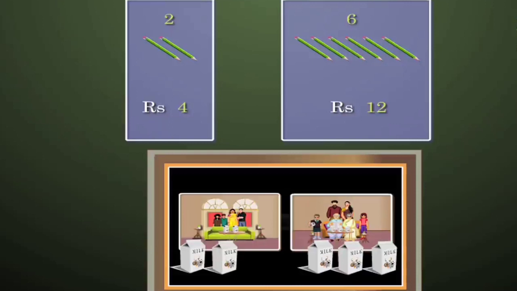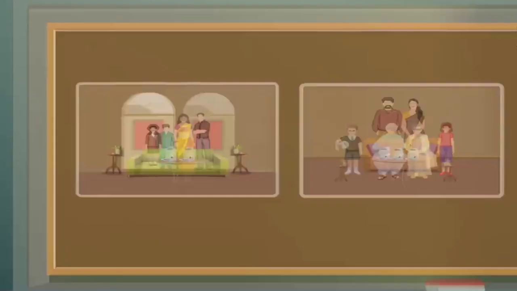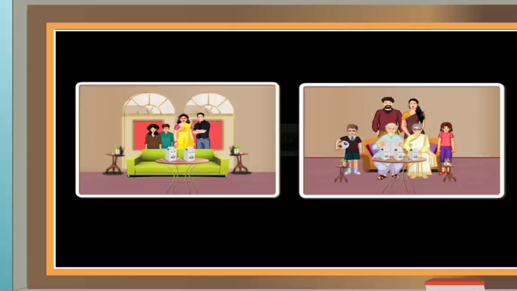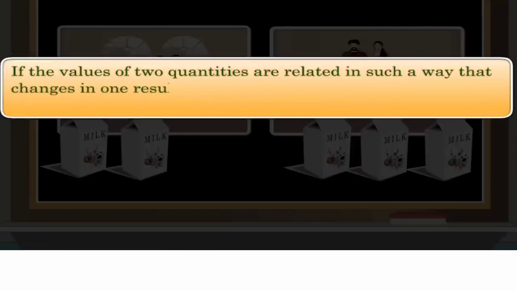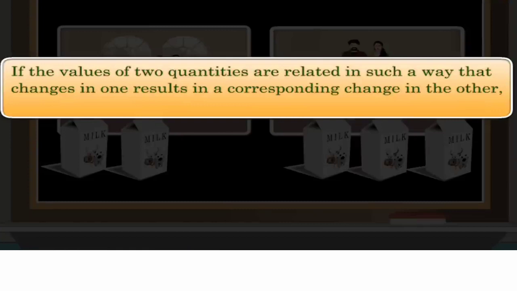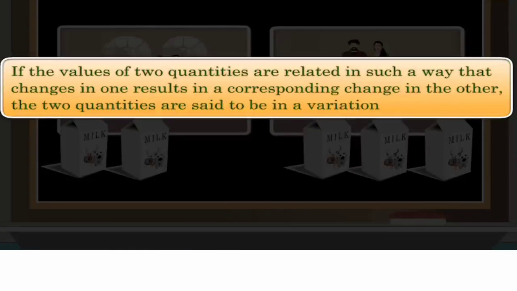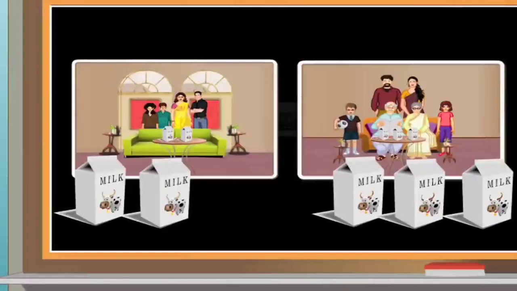We saw in all the above situation that changes in one quantity resulted in changes in the other quantity also. So we can say that if the values of 2 quantities are related in such a way that changes in one results in a corresponding change in the other, the 2 quantities are said to be in a variation. So, in our day-to-day life, we come across many situations where variation in one quantity results in variation other quantity.